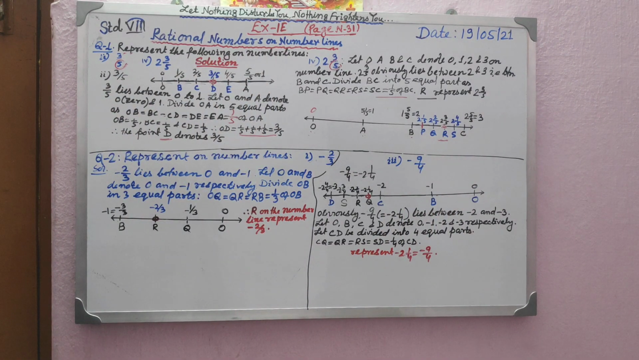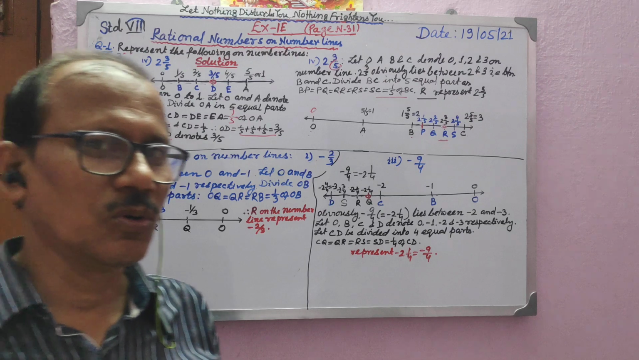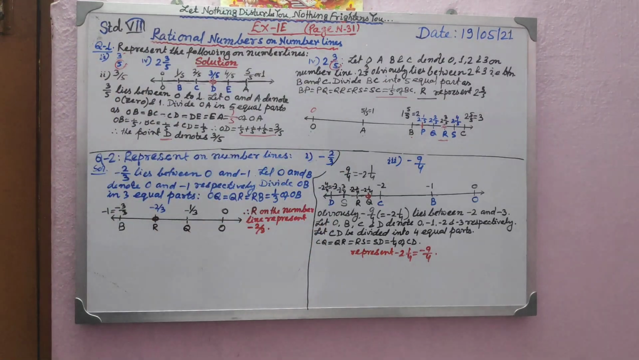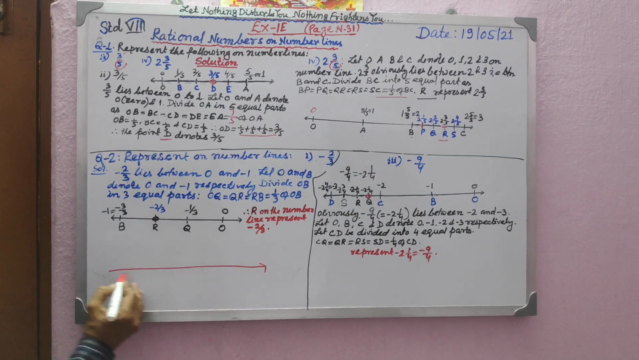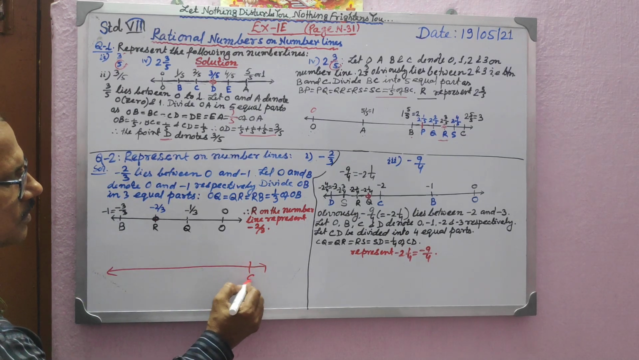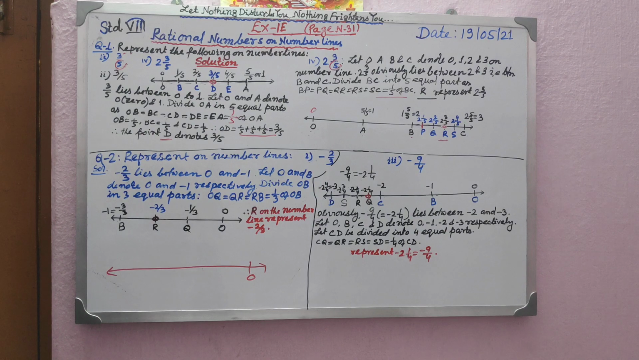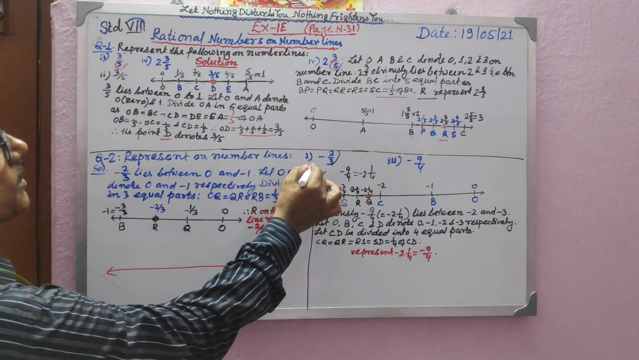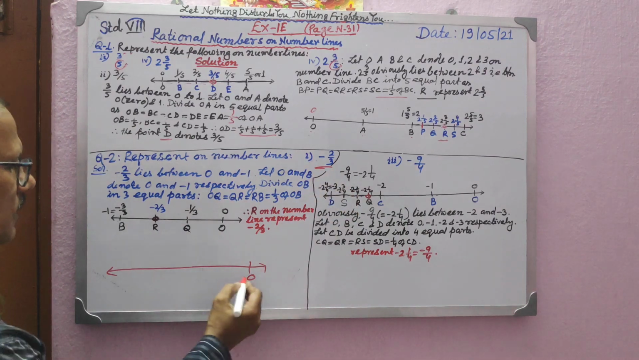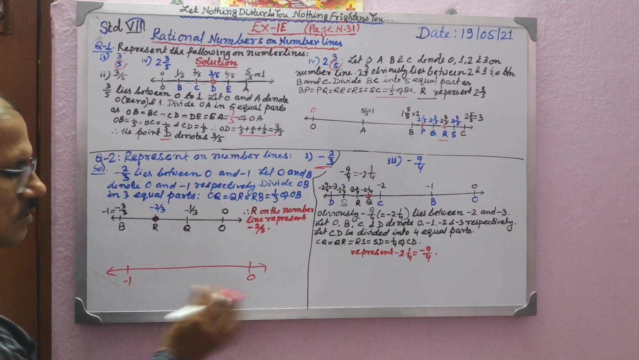Moving on to question number 2, which is asking you to solve for a negative rational number. Similar operation, the only thing is the scale you need to make to the other side. Scale 0's left-hand side, the values will be negative. So what will be minus 2 by 3? Minus 2 by 3 I have taken. So minus 2 by 3 will definitely lie between 0 and minus 1.